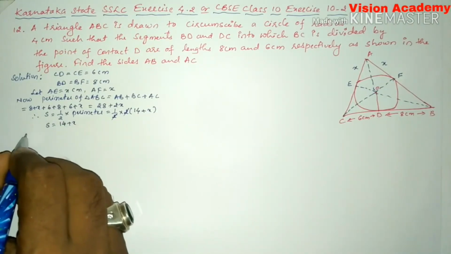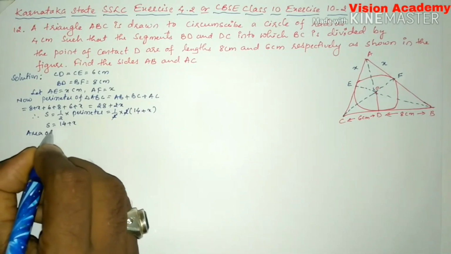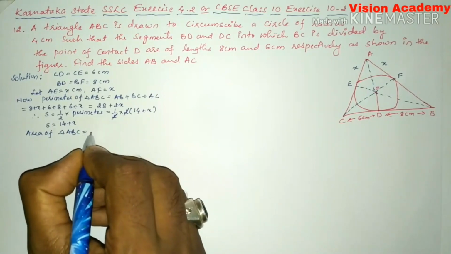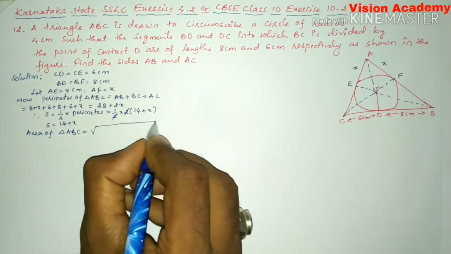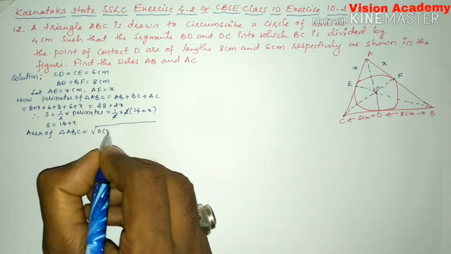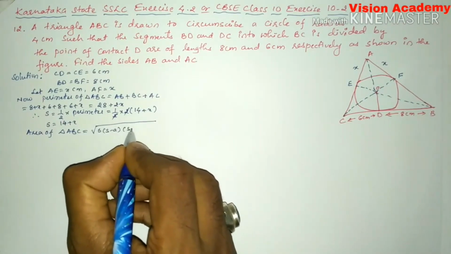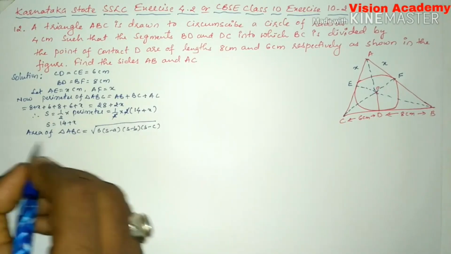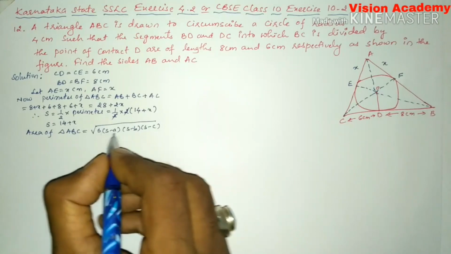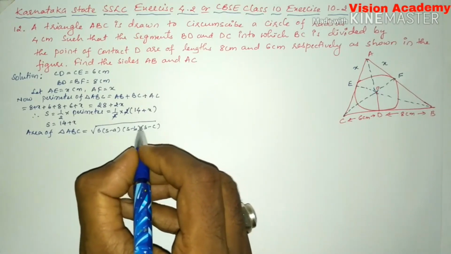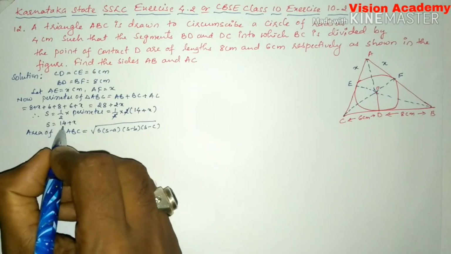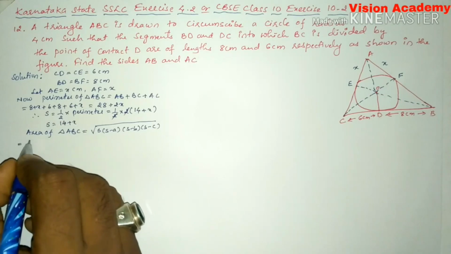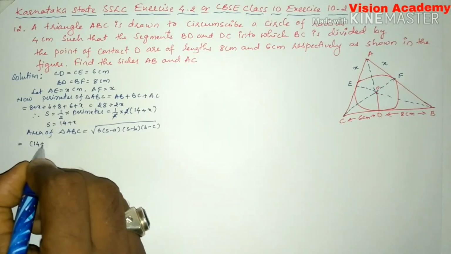Now we will write area of triangle ABC is equal to, we know this general formula, square root of S into S minus A into S minus B into S minus C. Now let us substitute the values of S, A, B and C. We have already determined the value of S, that is 14 plus x. Now let us write here S is 14 plus x.